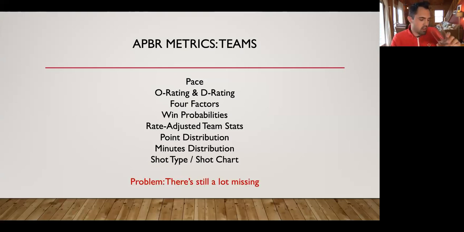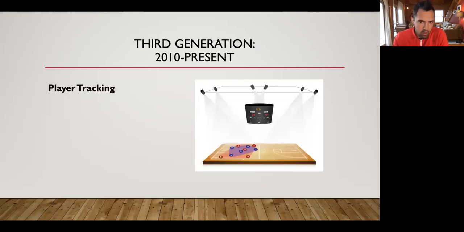But the problem with all this stuff is there's still a lot missing, because in essence, you're still limited by the box score and you're limited by the play-by-play. Anything that's not contained there, you can't measure. So that leads us to the third generation, which is where the NBA has been for over a decade now. College isn't there yet.